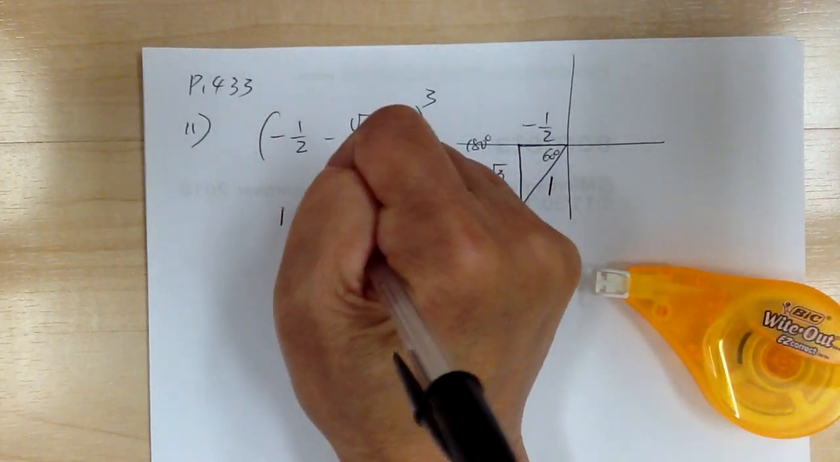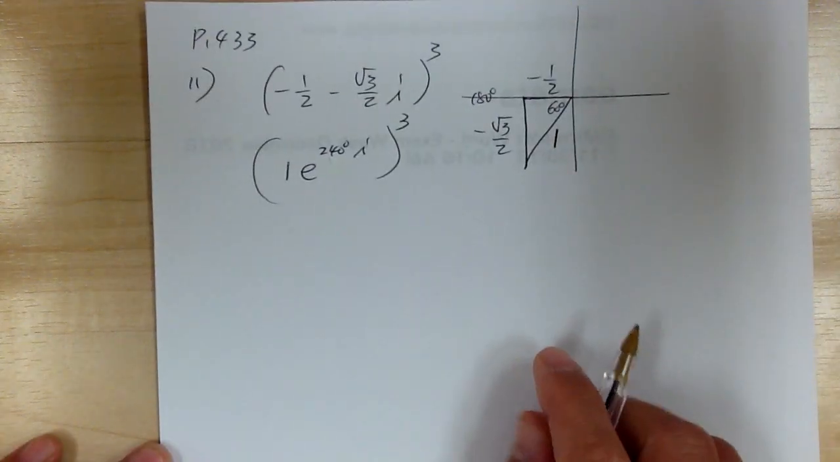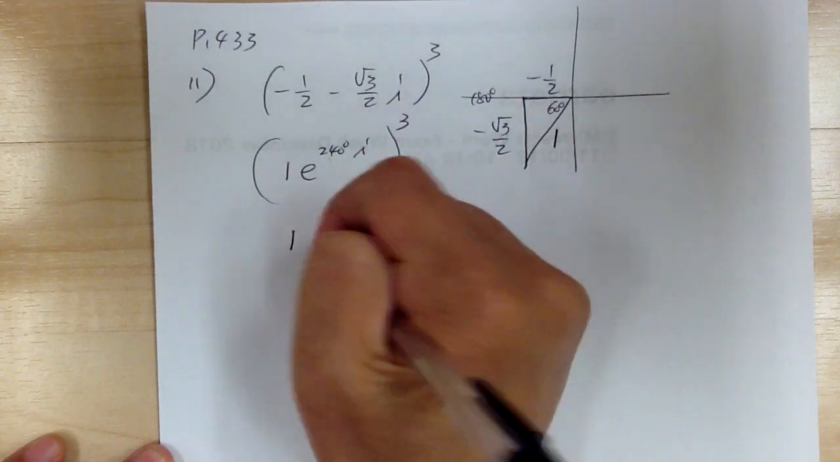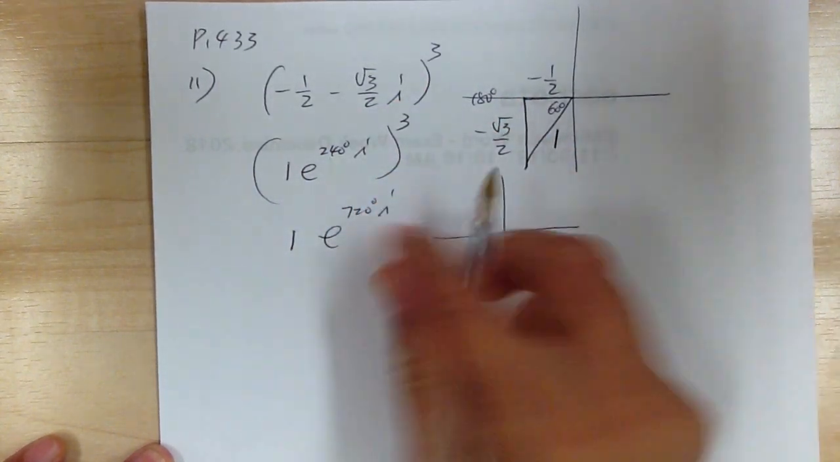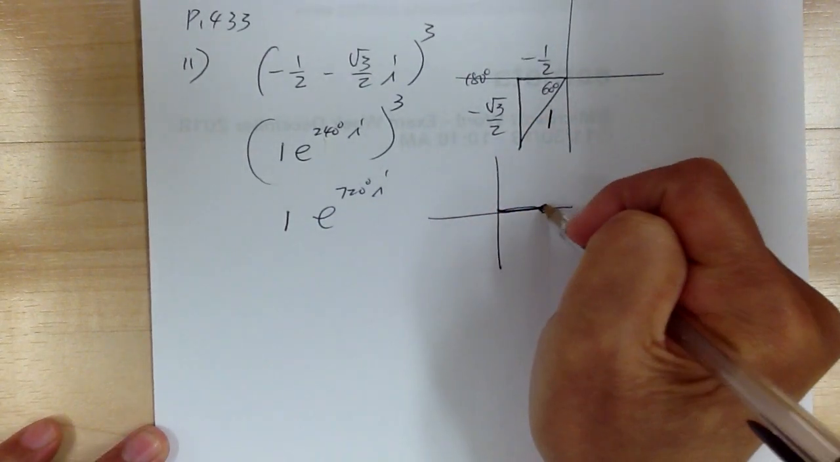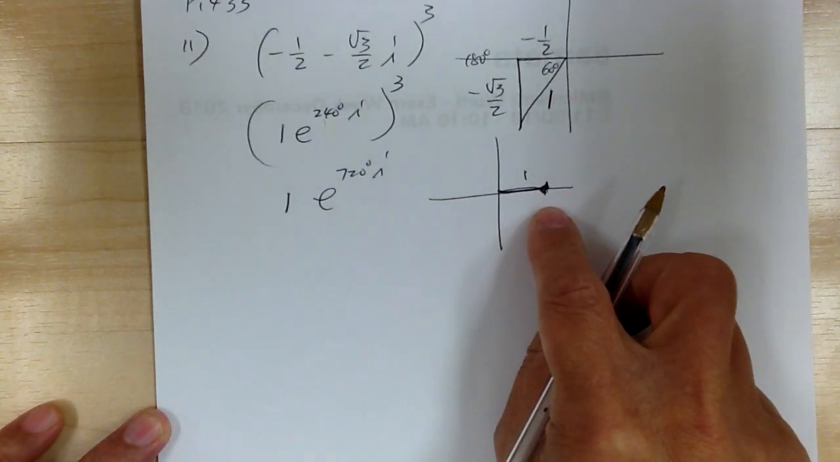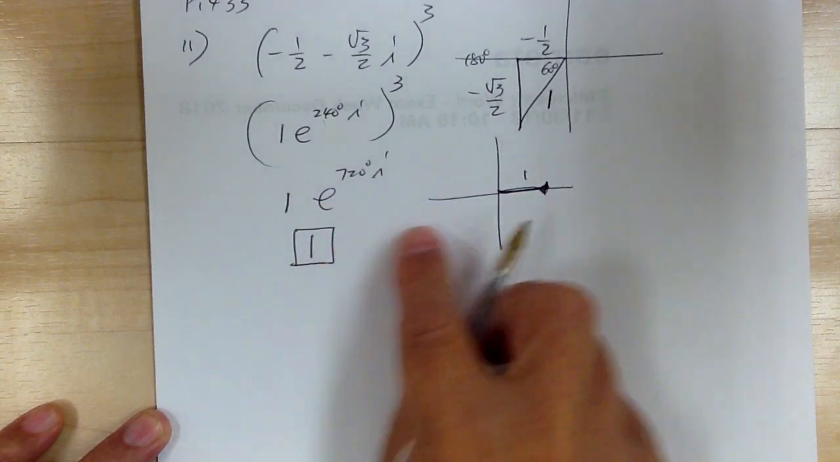So (e^(240° i))^3. Now 1 to the 3 power is still 1, and this one you multiply, you get e to the 720 degree i. When you draw your picture, 720 degrees is when you go around a circle twice, and so you end up over here. By looking at this picture, the rectangular form would be 1 plus 0i.